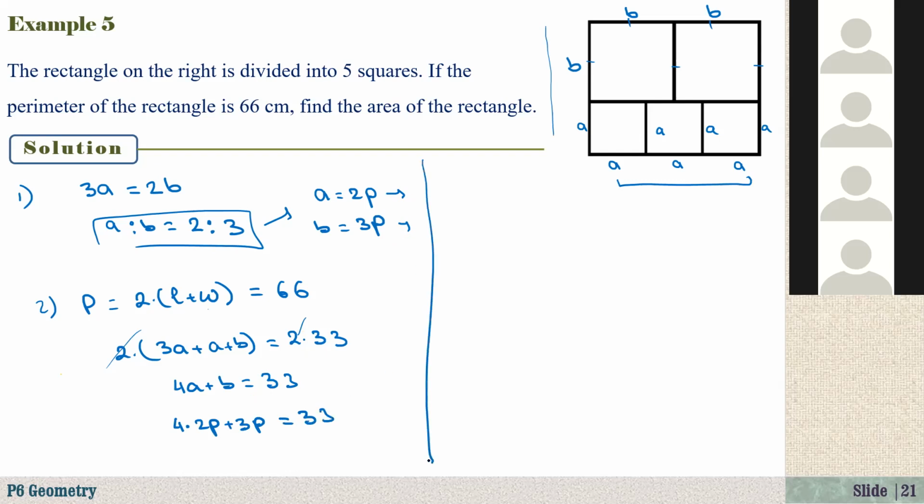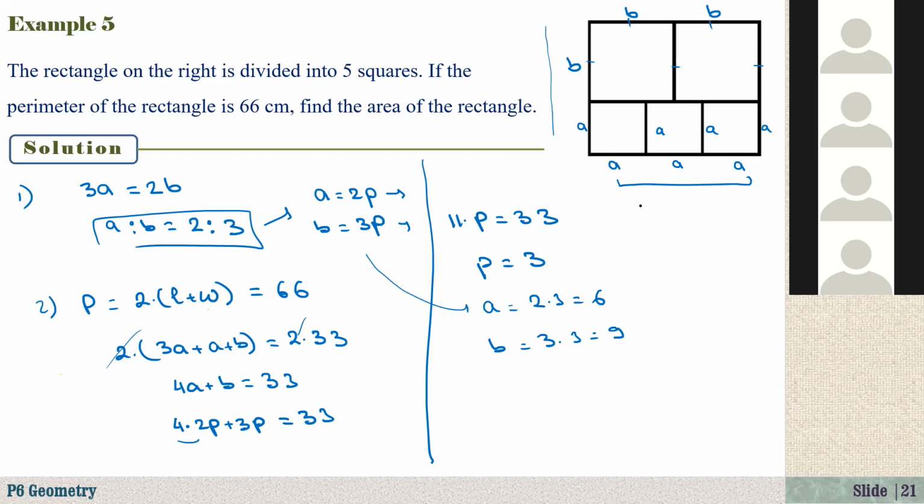Let me continue from here. 4 times 2, 8. 8 plus 3 is 11. So 11 units is equal to 33. So 11 times what number is 33? So P is equal to 3. Now from here, if it is 3, I can get the value of A. A equals 2 times 3 is equal to 6. How about B? 3 times 3, that's equal to 9.